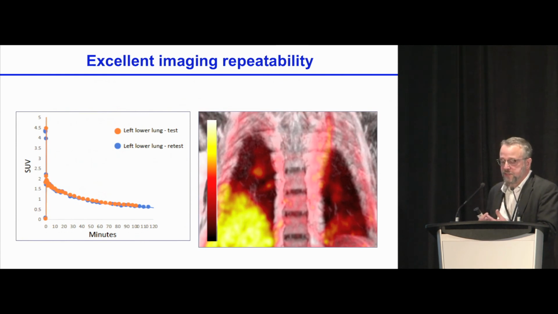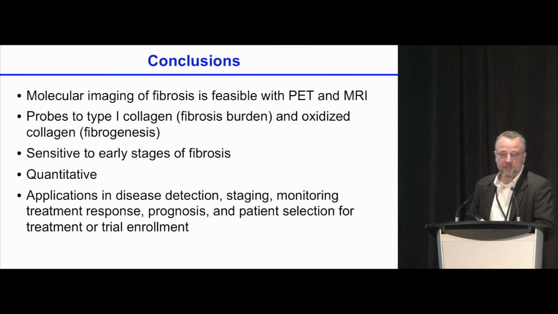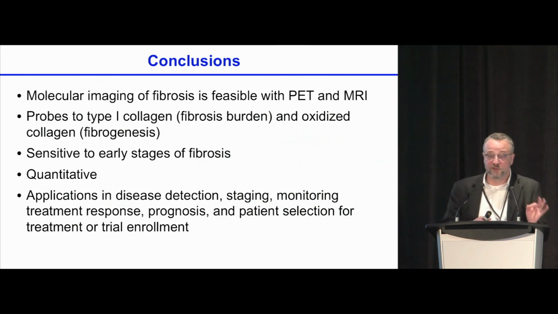And so where we want to take this now is to look at both disease progression and response to treatment, because we've got a very nice coefficient of variance there. So with that, I'll wrap up. Hopefully I've convinced you that molecular imaging is feasible. We've got a couple of ways to go about it, looking at fibrosis burden and fibrogenesis. I think with the molecular approach, we're very sensitive to early stages of fibrosis. We have a number of examples of that. And this imaging can be done quantitatively.